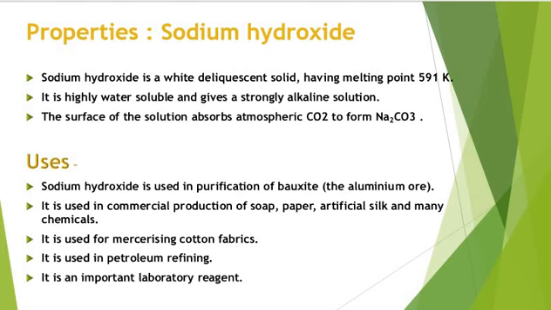Now, what are the uses of NaOH? NaOH is used in purification of bauxite, the aluminium ore. It is used in commercial production of soap, paper, artificial silk and many chemicals. It is used for mercerizing of cotton fabrics. It is used in petroleum refining, and it is used as a popular laboratory reagent.